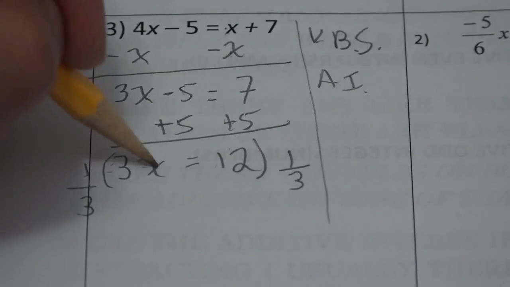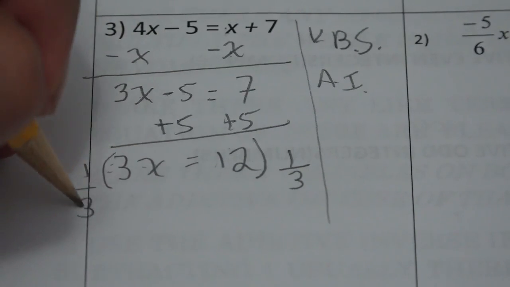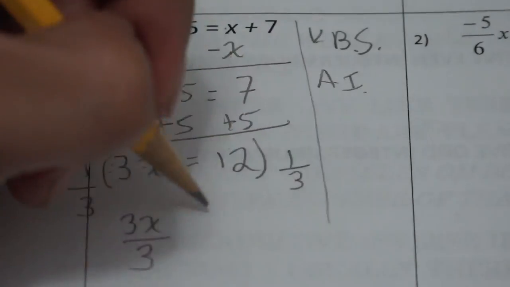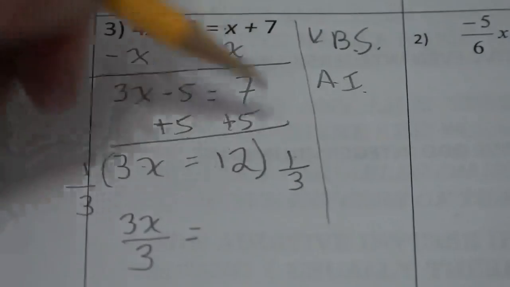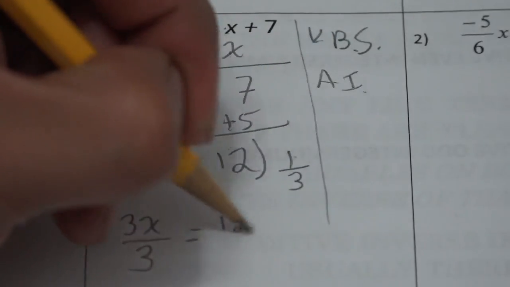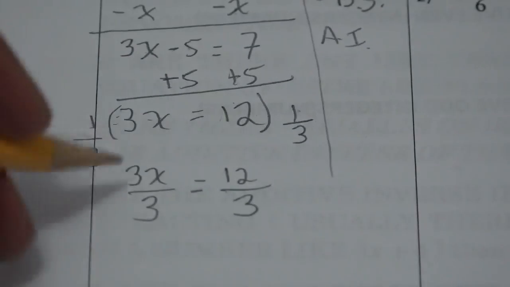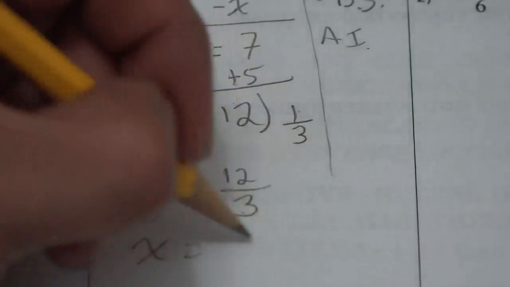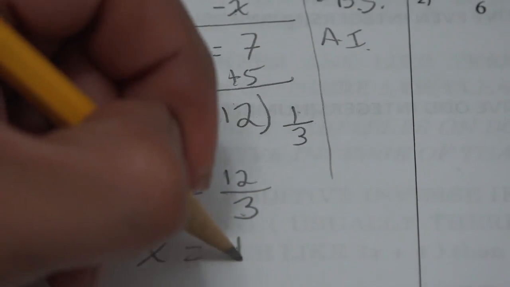So now let's see. 3x times 1 is 3x over 3. So we have 3x over 3. Then this one is 12 times 1 is 12 over 3. So then 3x divided by 3 is just 1x. 12 divided by 3 is... beautiful.